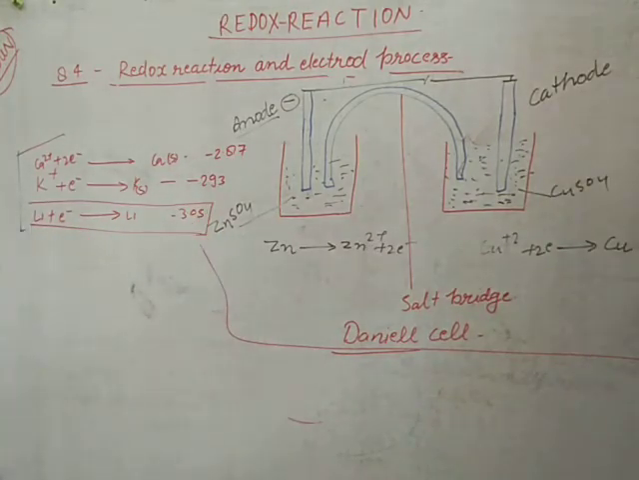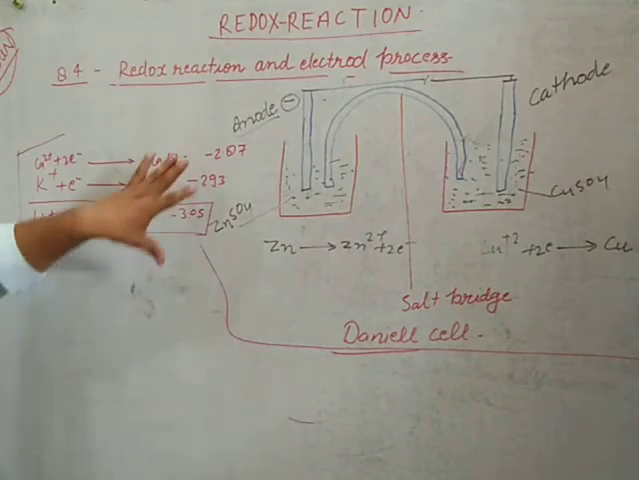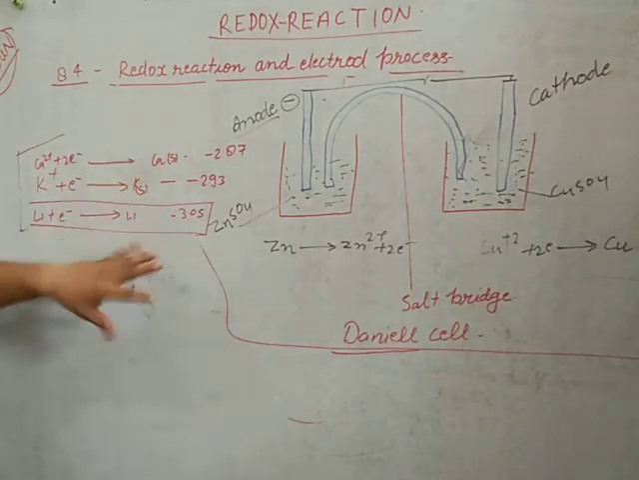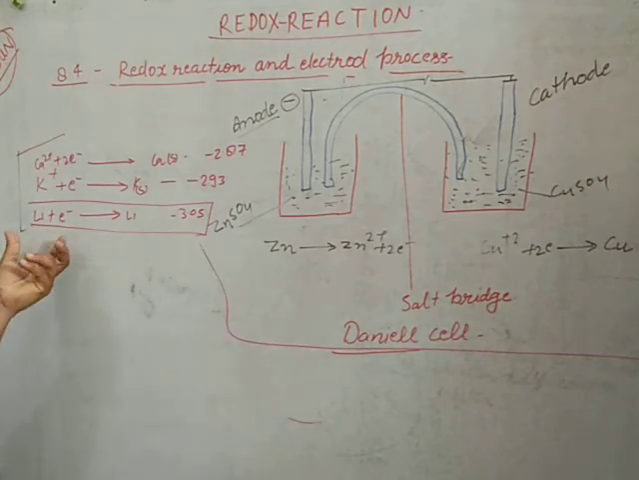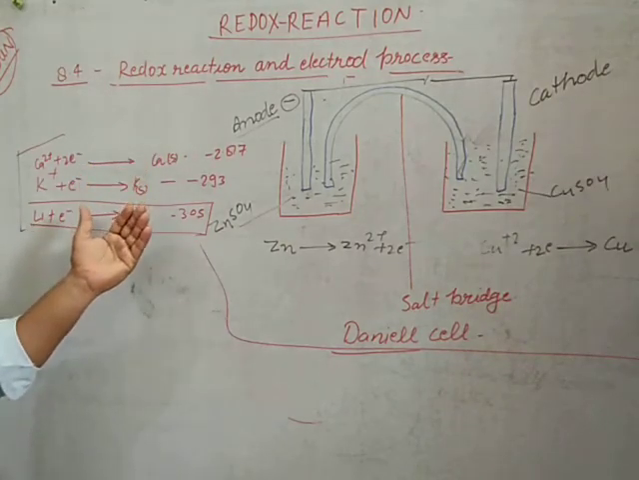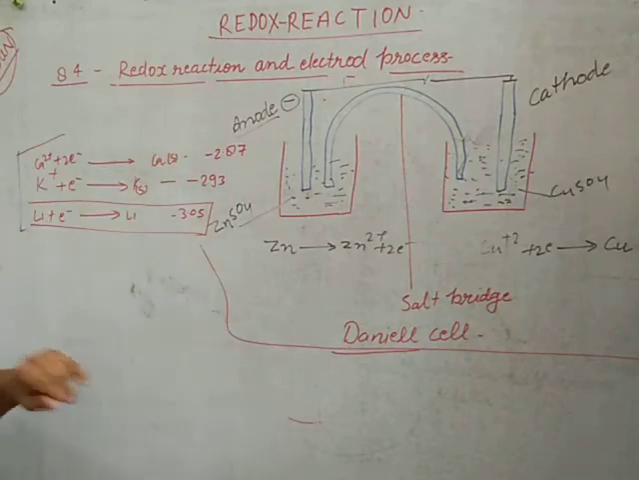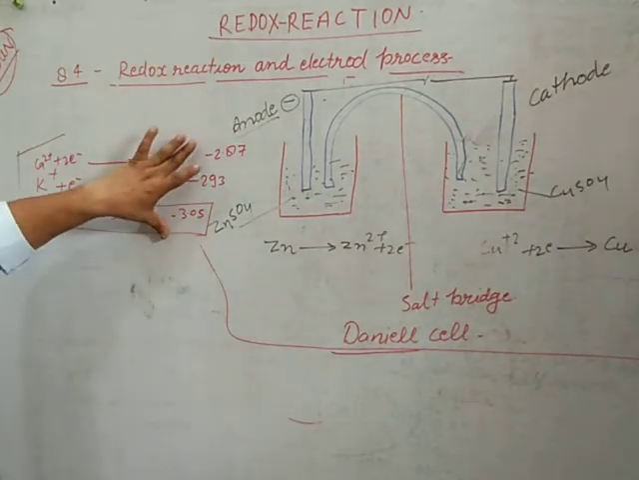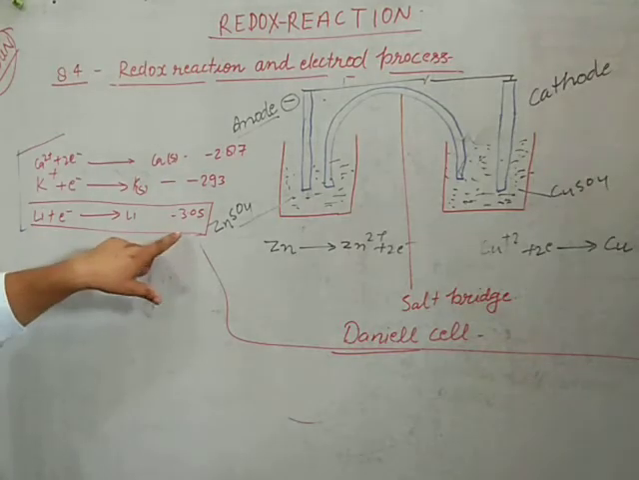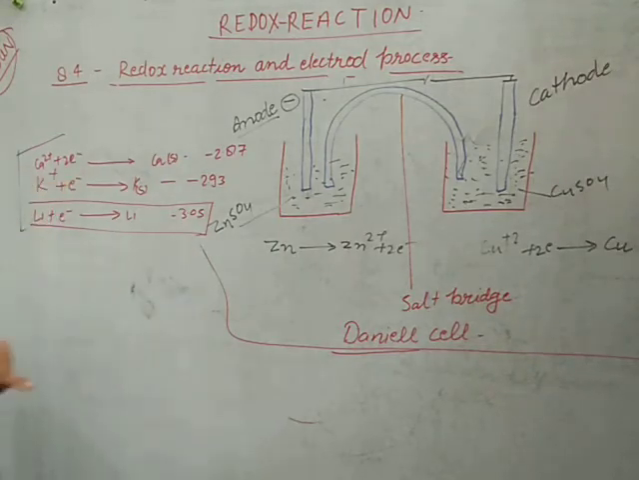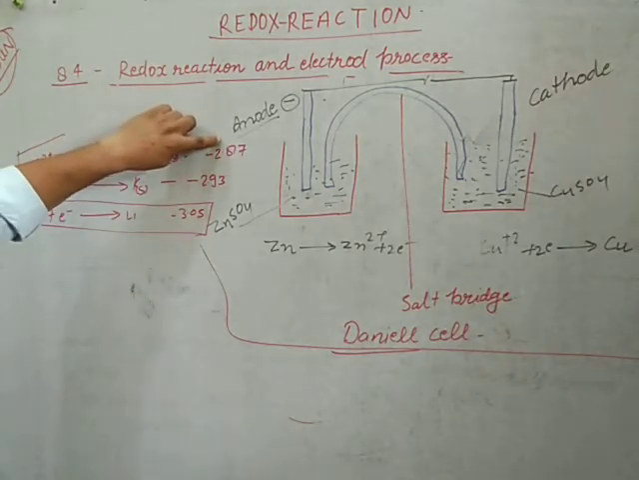By seeing the values, we can say which one is the better reducing agent. If any reaction is there, these values show whether the reaction is possible. So by seeing this value, we can say which one is the better reducing agent and which is the better oxidizing agent. This one is the better reducing agent, but that one is the better oxidizing agent.